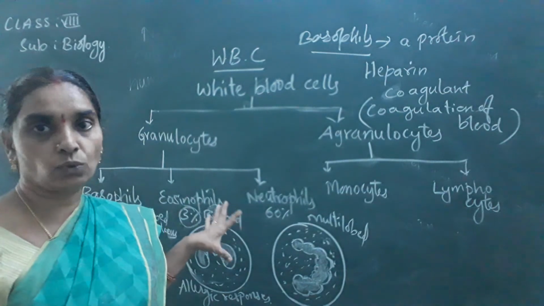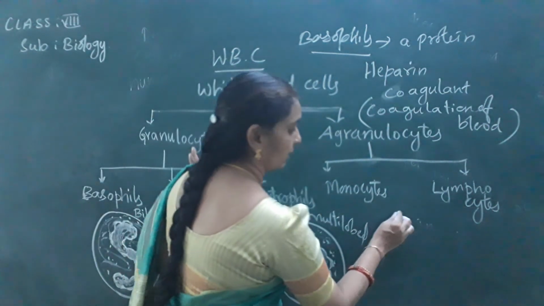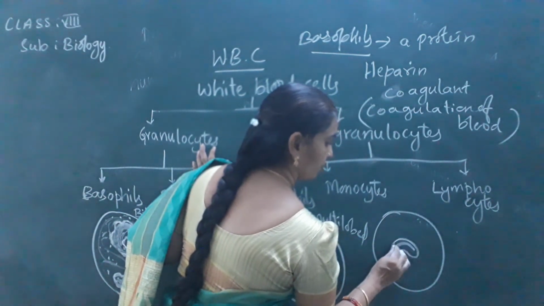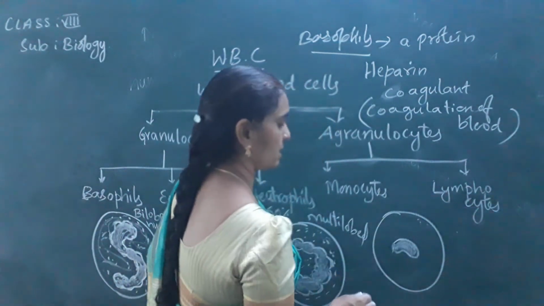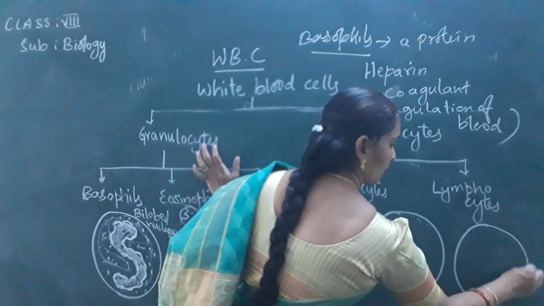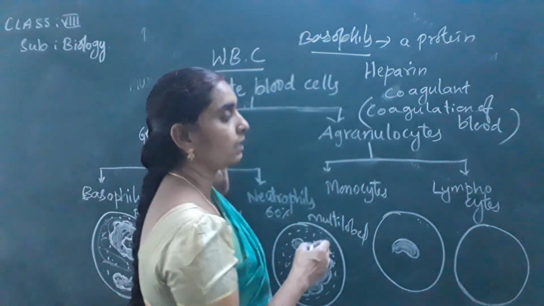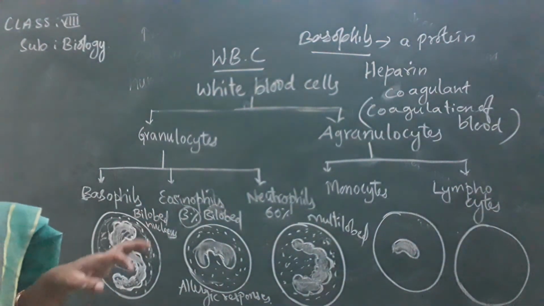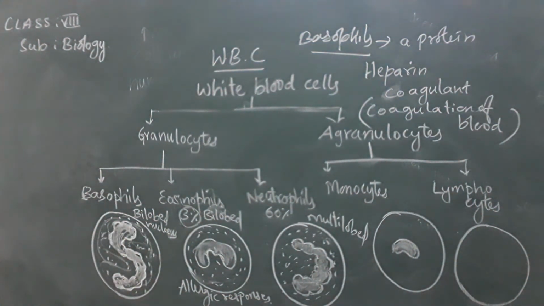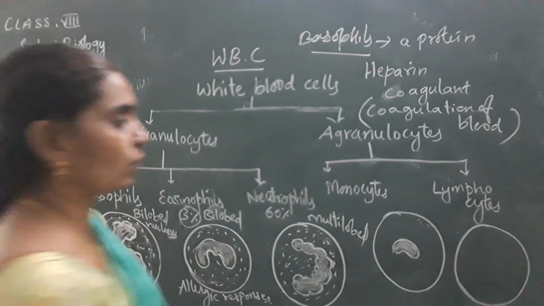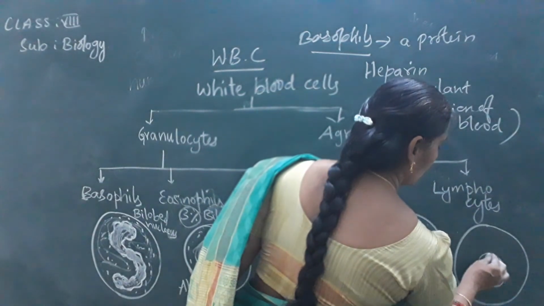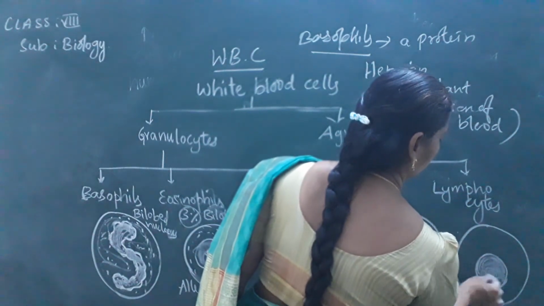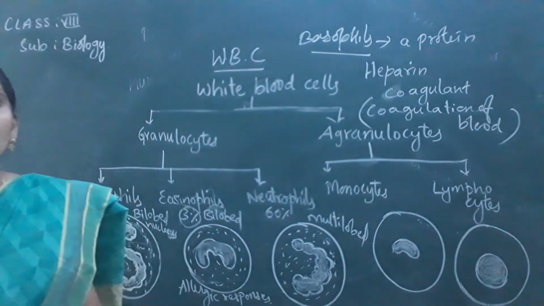Coming to the agranulocytes, they contain a nucleus that is round and large. No granules are present inside. Is it clear? These agranulocytes mainly help. The smallest cell present in our body produces antibodies that protect our body from disease-causing germs. So this is the structure of monocytes and lymphocytes.